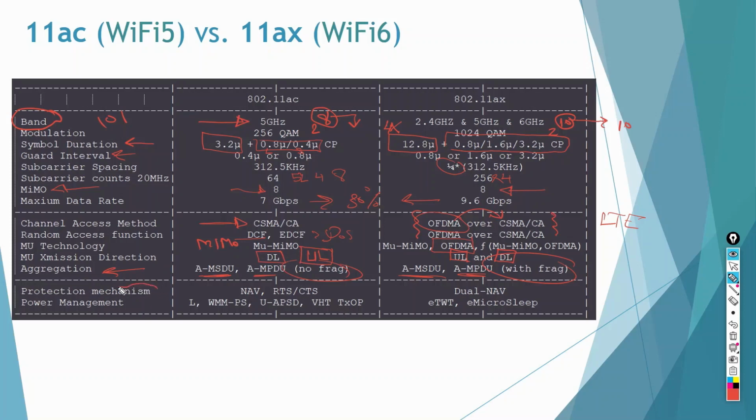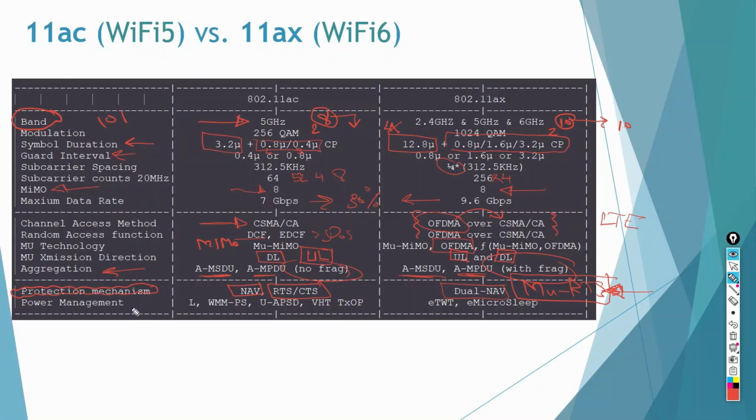In terms of protection against legacy devices, we use NAV prior to 11AX, as well as RTS/CTS. Here we actually use dual NAV, or what is called two-NAV operation. And I think we have a special trigger frame called the multi-user RTS. We will see if we are going to discuss or talk about this or not.